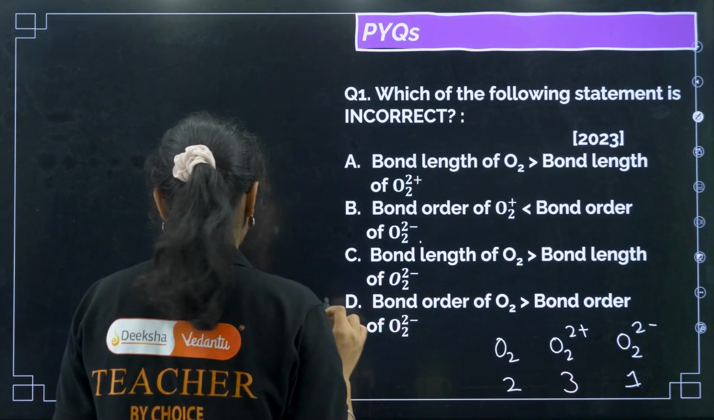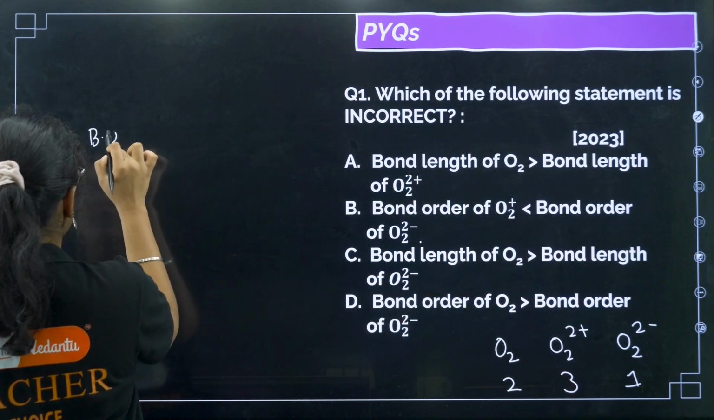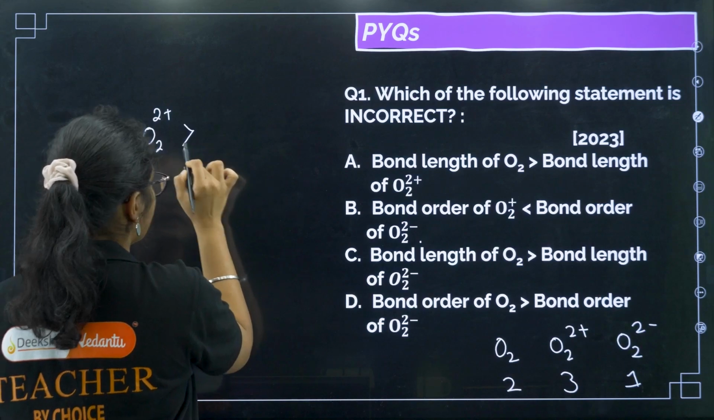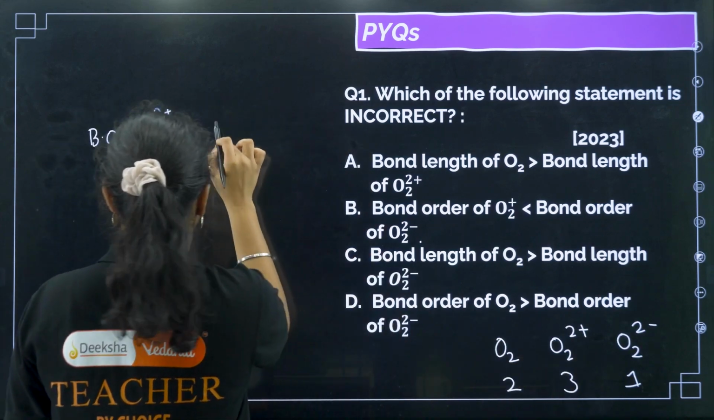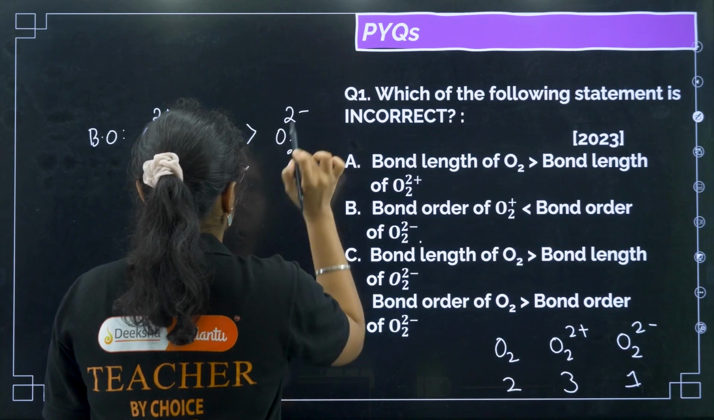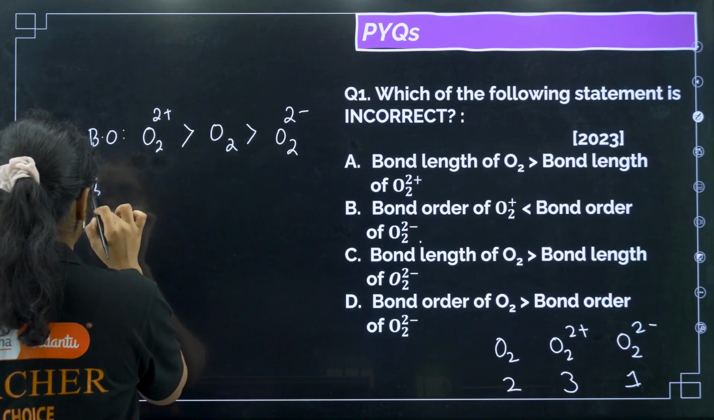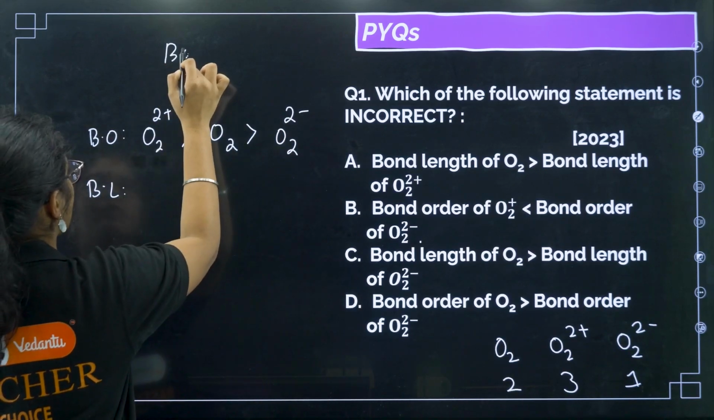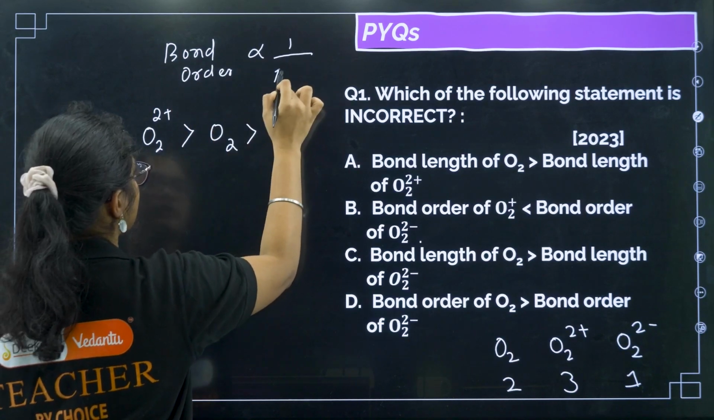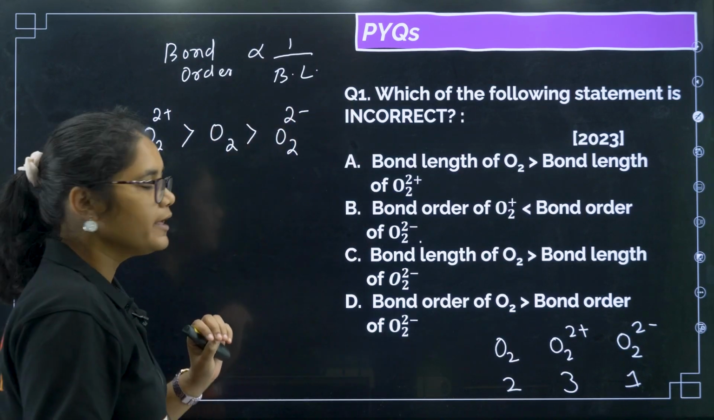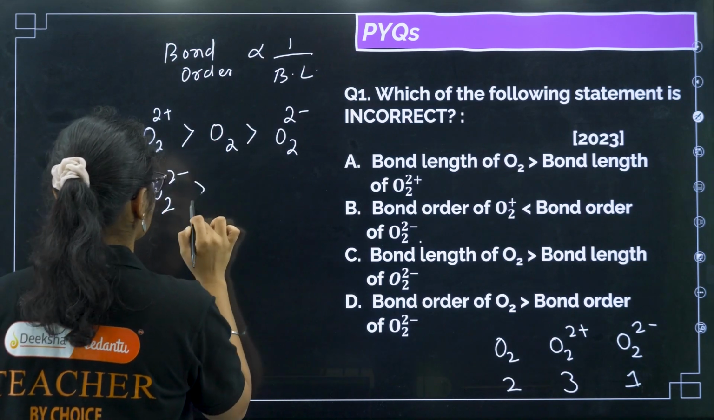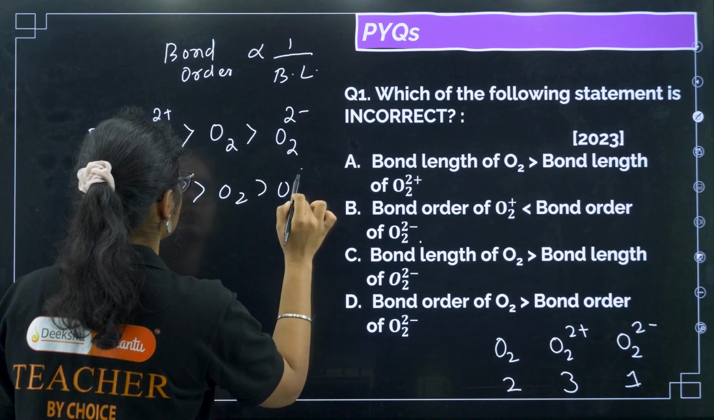So what is the order of bond order? Bond order will be maximum for O2 2 plus, then we have O2, and then we have O2 2 minus. This is the order of bond order. And now if you remember, bond order is inversely proportional to bond length, right. So what will the order of bond length be? The opposite of this one. So we have O2 2 minus, O2 and then O2 2 plus.